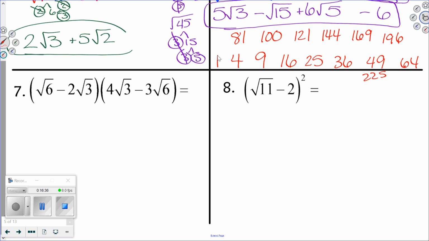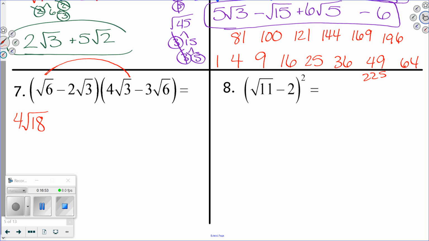Those are perfect squares. Don't leave them like that, okay? All right, so let's go ahead and look at number 7. So distributing here, radical 6 times 4 radical 3. Outside number is just going to give me a 4. Inside numbers gives me radical 18.